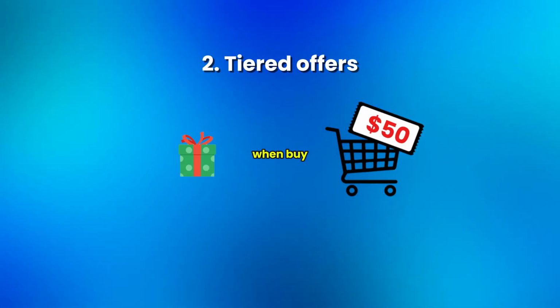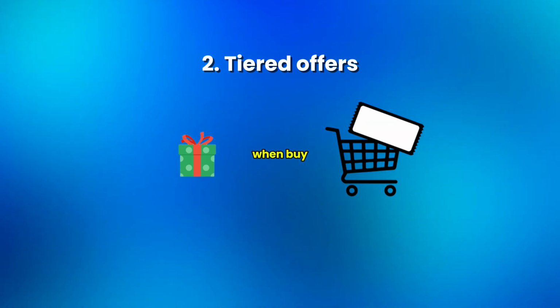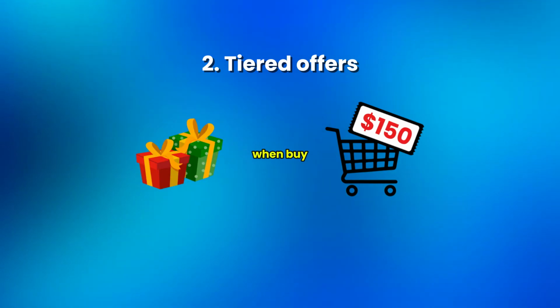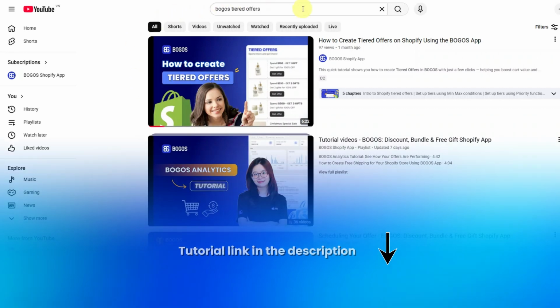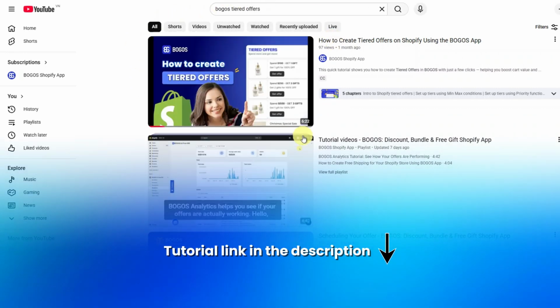Second, tiered offers where the more customers spend, the more valuable their rewards become, like free shipping at $50, a small gift at $100, and a bigger one at $150. For more details, you can click the link to a detailed tutorial I've dropped in the description.